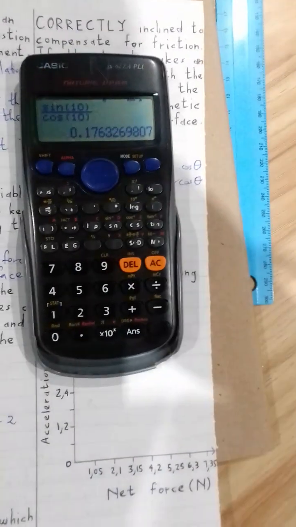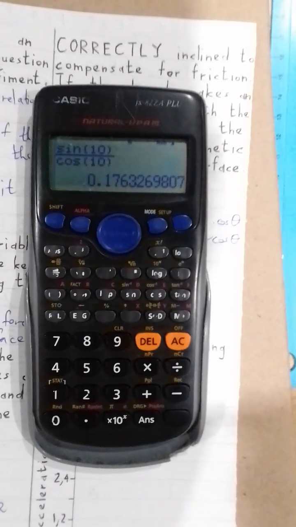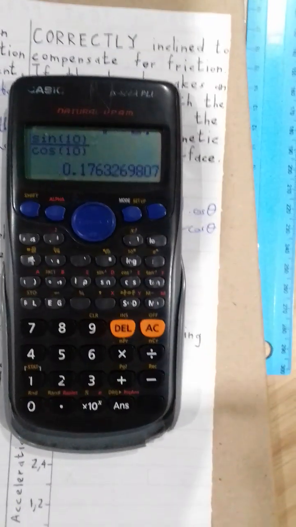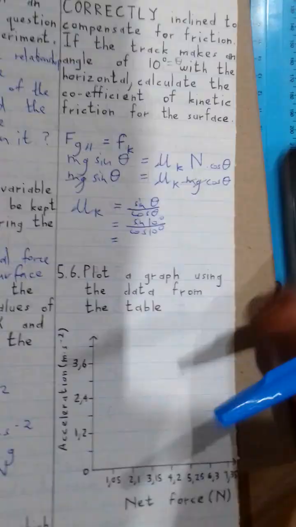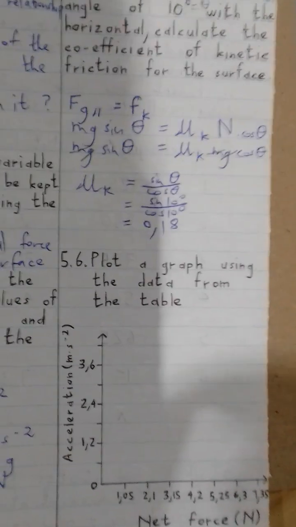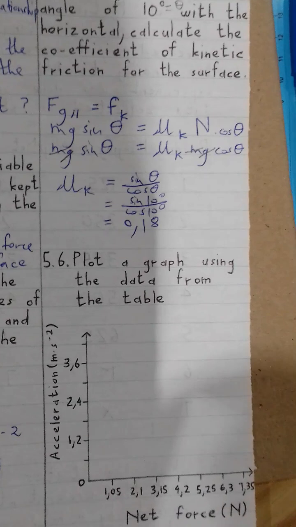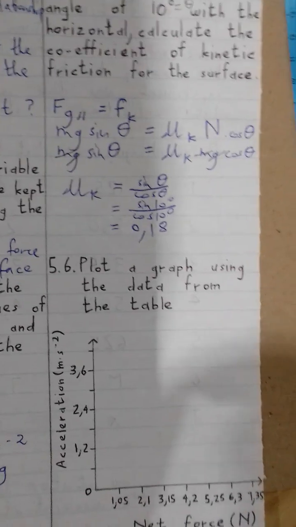Zero comma 1763269807. So that's 0,18. Okay, hope that is clear and I hope that makes sense. I wish I could have drawn it for you to make you understand. So please forgive me.